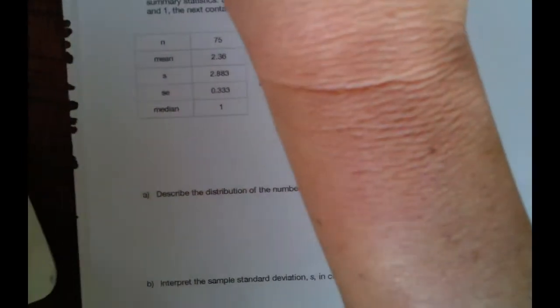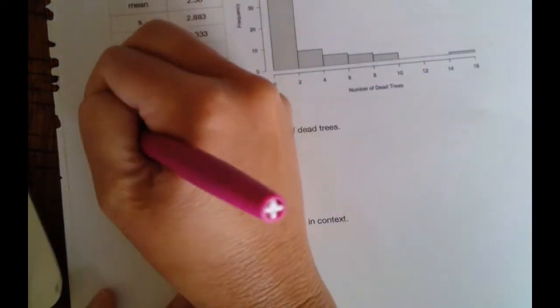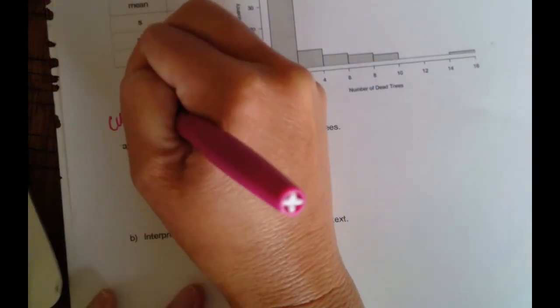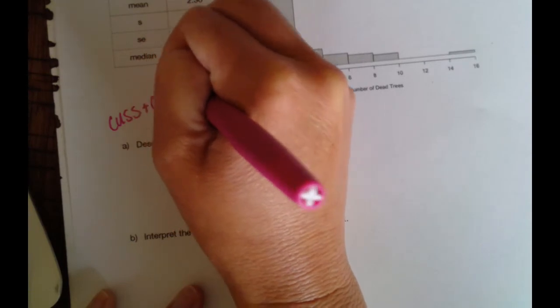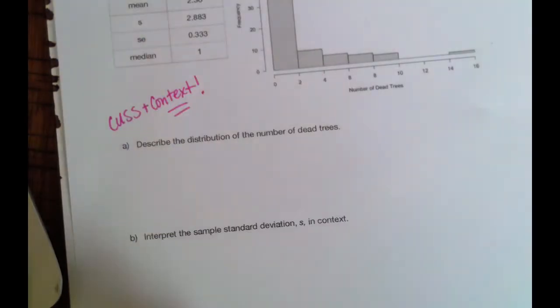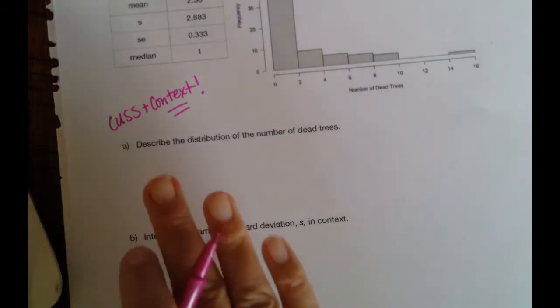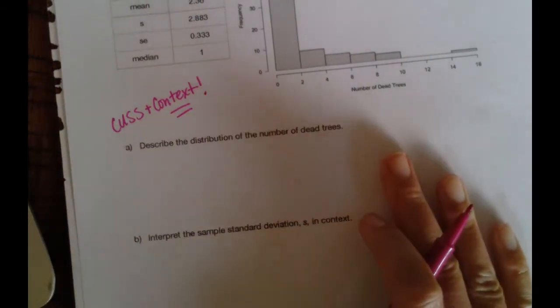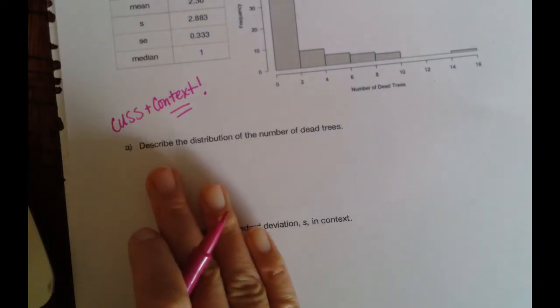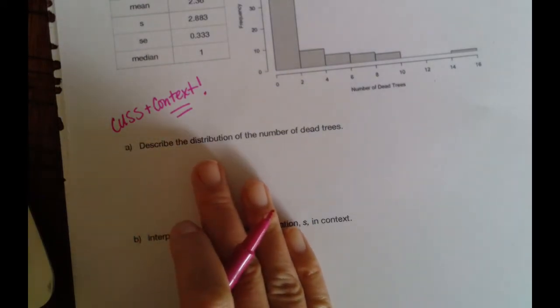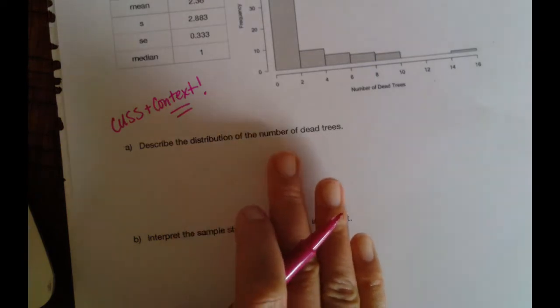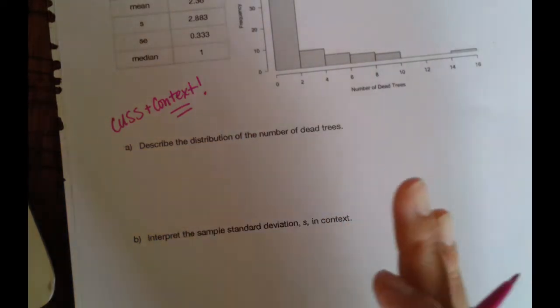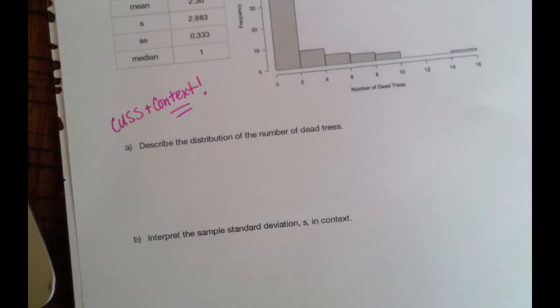So this is literally chapter 1. We have to use CUSS plus context. If you do not have context, then you're not going to get full credit. So the first thing I would do is start out with your context and say the distribution of the number of dead trees per block is skewed right. That's what I would say. And then you've got your context in there. You don't have to say it in every sentence, but you need to start out.